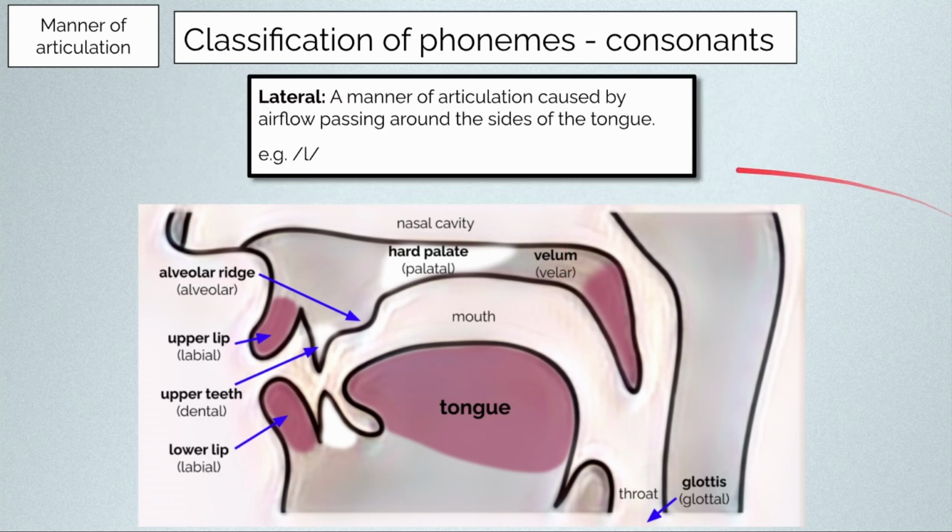A lateral is a manner of articulation caused by airflow passing around the sides of the tongue. So in this diagram, in front and behind it, and in English, this is the l sound.